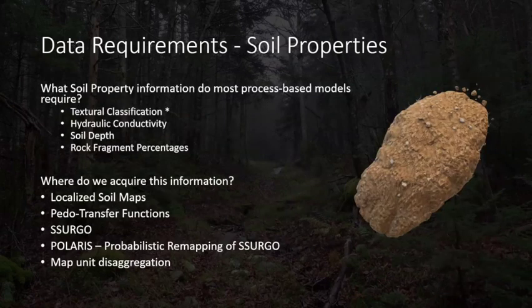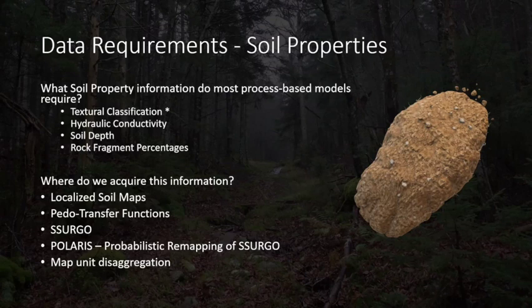A little bit on the soil properties that are required to run these models. Soil property information is very important for these process-based models. Primarily, one of the most important soil properties is your textural classification. And from there, a lot of other properties can be assumed, but it's very helpful to also have your hydraulic conductivity, information about soil depth, and rock fragment percentages. You can imagine how these 4 factors work together to give us a better idea of how much water these soils can actually hold and how water moves through these soils.